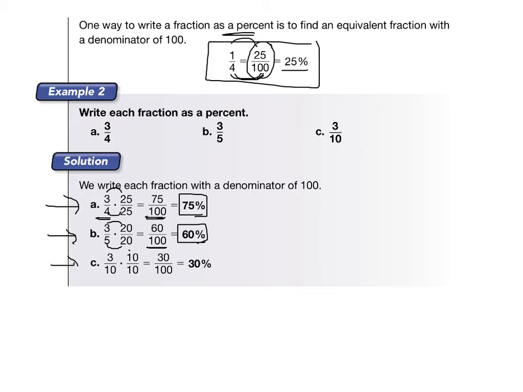The last one is 3/10. Take 3/10 and turn it into 30 over 100 by multiplying the top and the bottom by 10, and you get 30%. So that's just another way of writing a fraction as a percent by changing the denominator to 100 and writing it as an equivalent fraction with the denominator of 100. All right, let's look at some more.